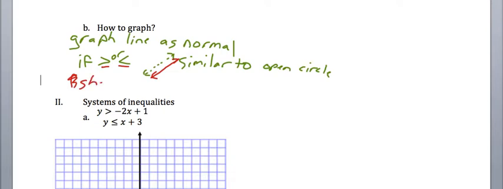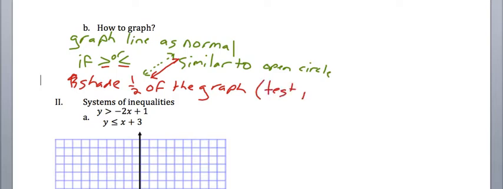And then finally, you are going to shade half of the graph. Because half of the graph is going to contain all of the greater than values or less than values. Think of a number line. Like when you graph x is less than 2, you make an open circle on 2, and then you shade everything to the left, because all of those numbers are less than 2 as well. And the way you're going to figure out where to shade is with a test point. I'm going to show you how that works.